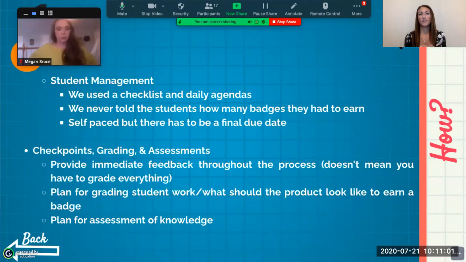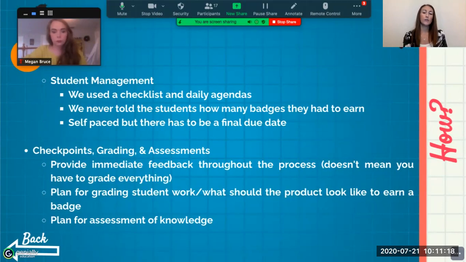Our students talk, especially on the campus. So if Miss Smith is taking badges for this activity while I'm expecting higher standards, my kids are going to be upset that Miss Smith's kids are earning more badges than them. They get competitive. So you need to make sure you're on the same page.